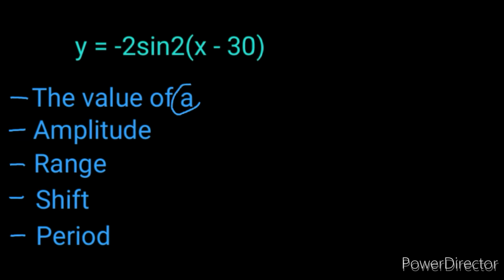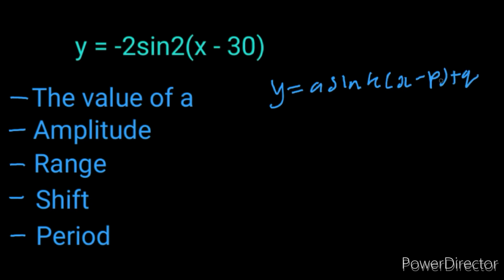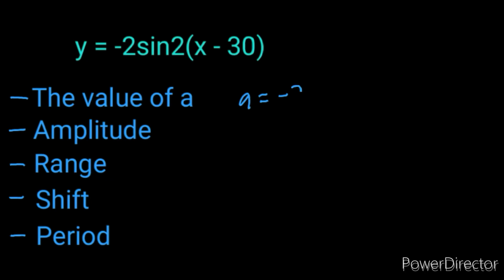The value of a is just the basic question that will be important in past papers. So when they ask for the value of a, they're just talking about the coefficient of sine. We've memorized that y is equal to a sine k(x minus p) plus q. So a is just this part. In other words, a is negative 2.